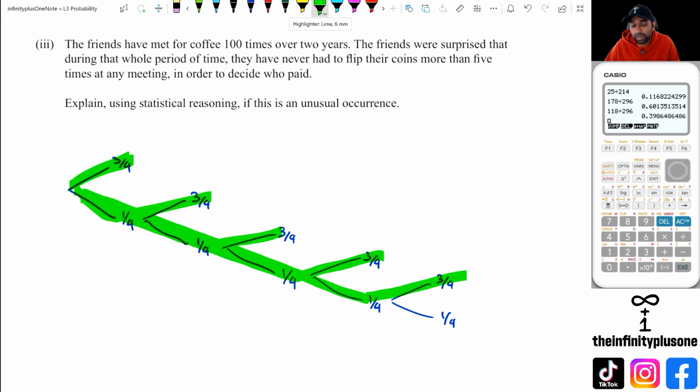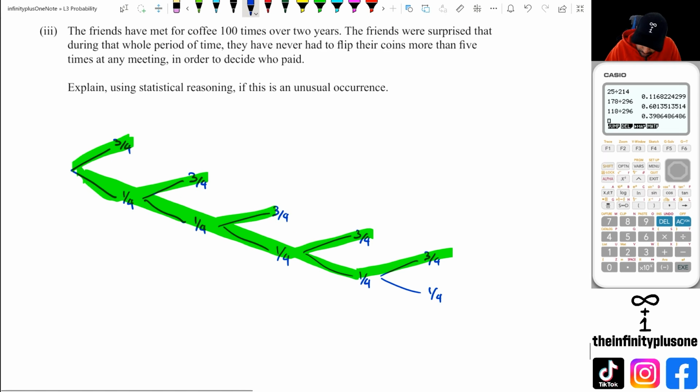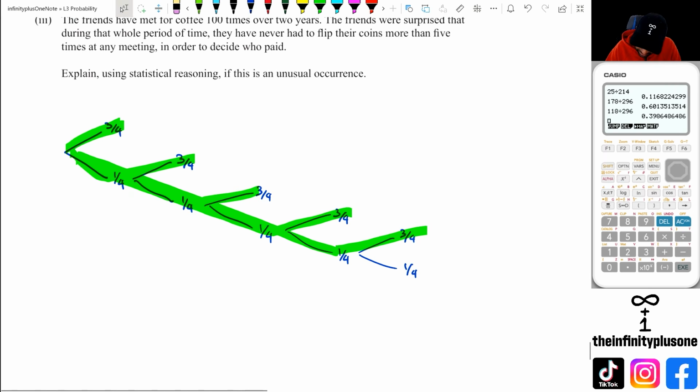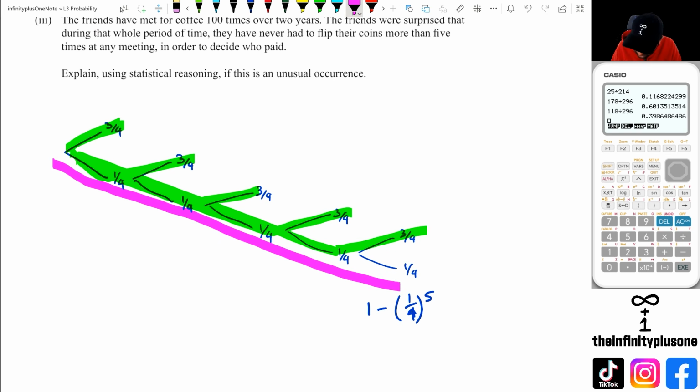Now there is a quicker way of doing this. So you could actually do 2 ways of doing this. The first method is you could actually go 1 minus a quarter to the power of 5. Because the reason we're doing quarter to the power of 5 is that's their pink branch there. That is the probability that they would have to actually go more than 5. That's one way of doing it.